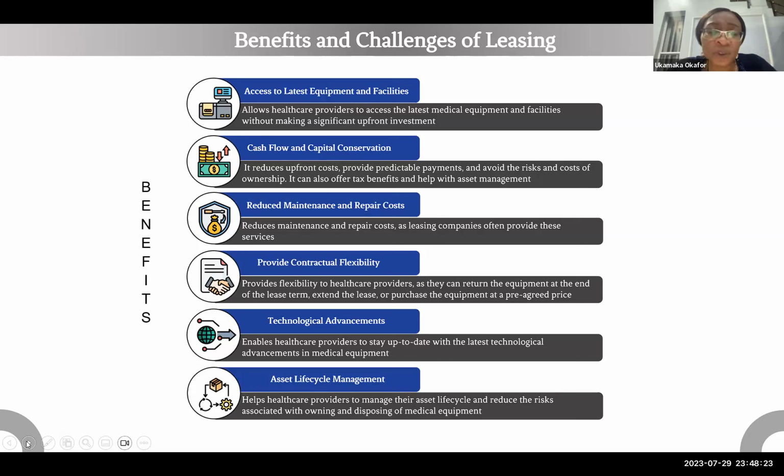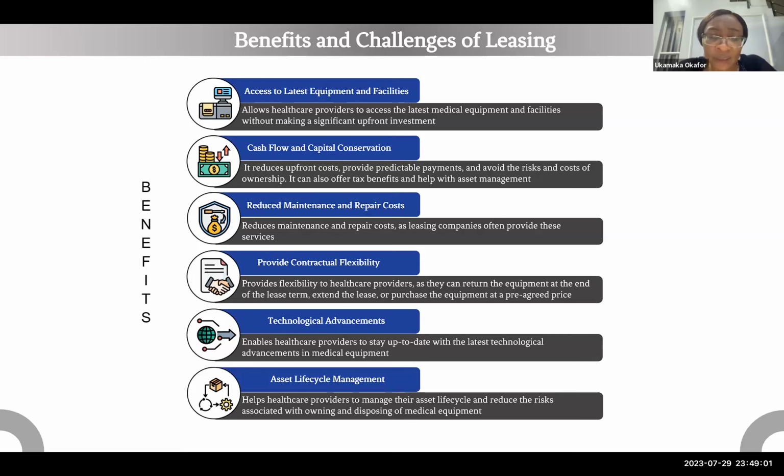Then cash flow and capital conservation. Leasing reduces upfront costs, provides predictable payments, and avoids the risk and cost of ownership. You can also offer tax benefits and help with asset management. So the company that you have leased the equipment from can also manage the assets for you. You do not have the liability of owning it and managing or servicing it. So it's the leasing company that does all that. Then, as we said, it reduces maintenance and repair costs, as leasing companies often provide these services.